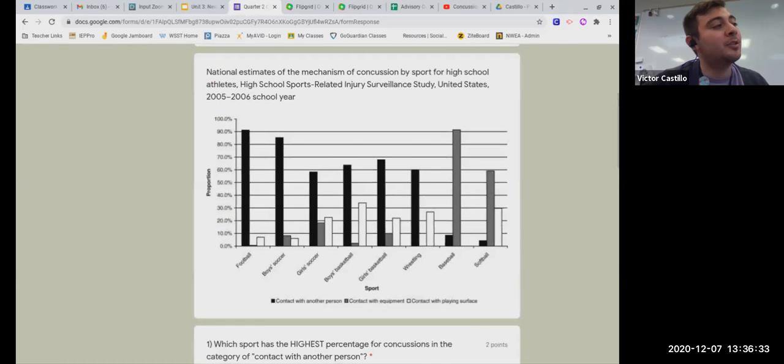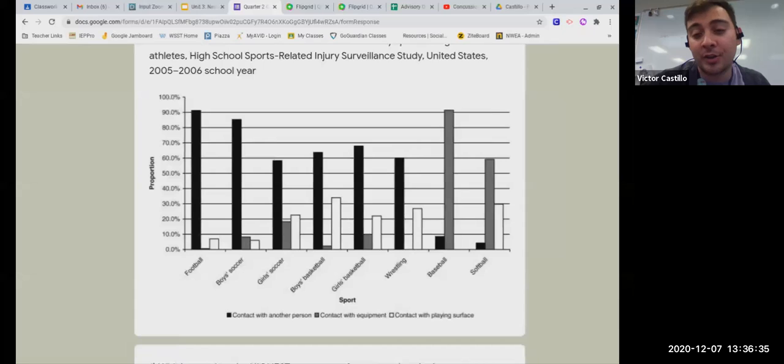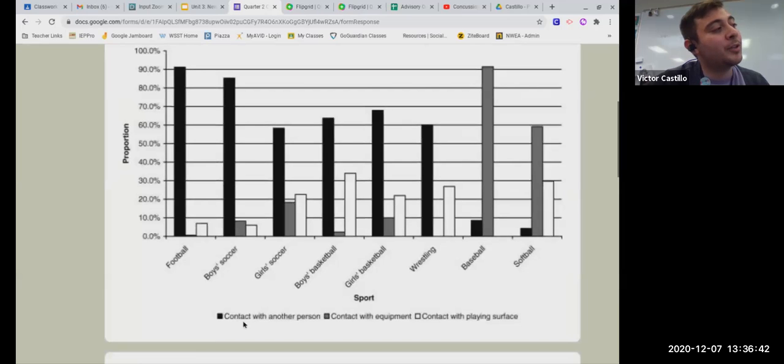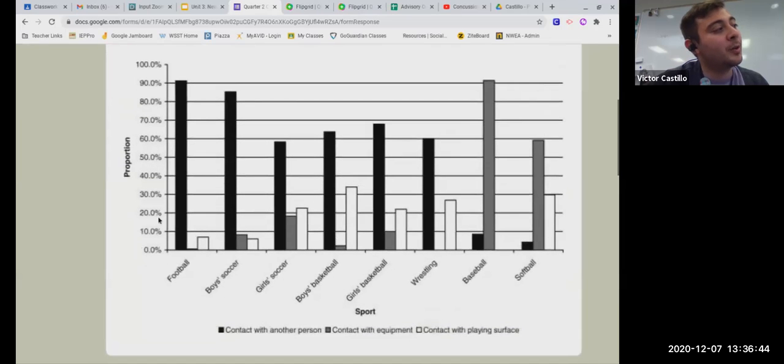Now, let me show you really quickly. I'll give you a refresher on bar graphs. You can get concussions in different ways. You can get concussions by contact with another person, which are the ones in black. As you can see, football has most of those injuries because it's a physical sport. You can also get concussions through contact with equipment. Baseball has the highest ones right there. That means they probably got hit by the baseball bat or by the actual baseball. So that is contact with equipment that causes concussions.